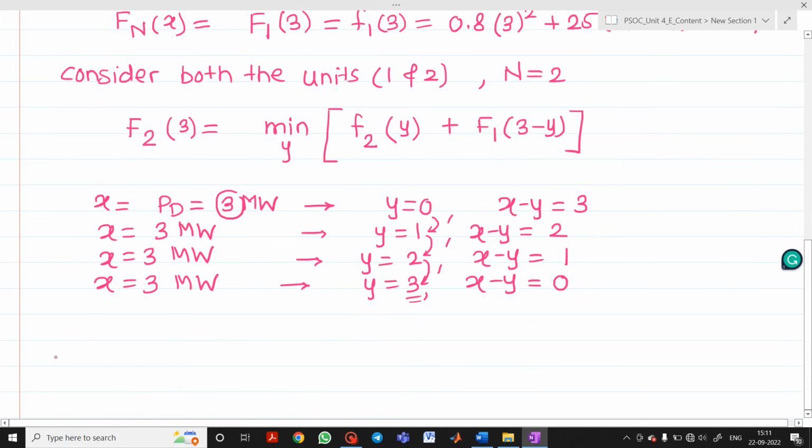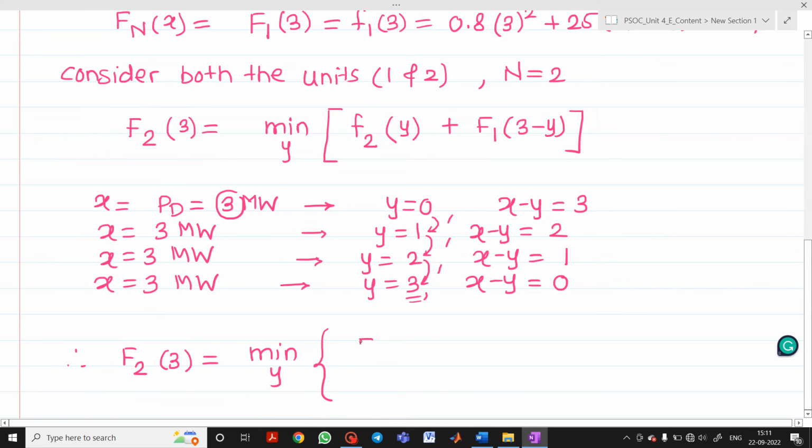Now I will write this formula as, therefore we can write what is your formula? F2 of 3 will be equal to minimum of y. Now I will write it here. I will put the value of all these cases. When y equal to 0, then x minus y equal to 3. Then you can write y equal to 1, then x minus y equal to 2. So likewise I will write it here.